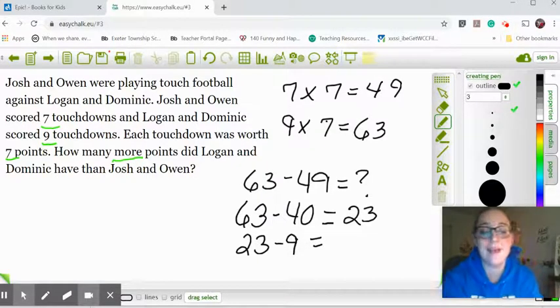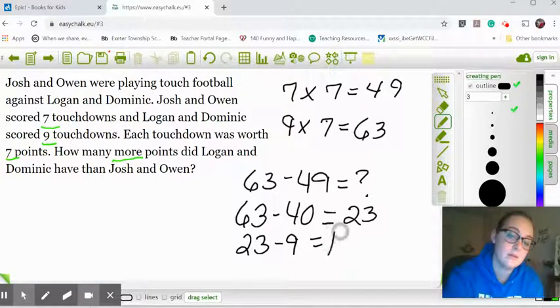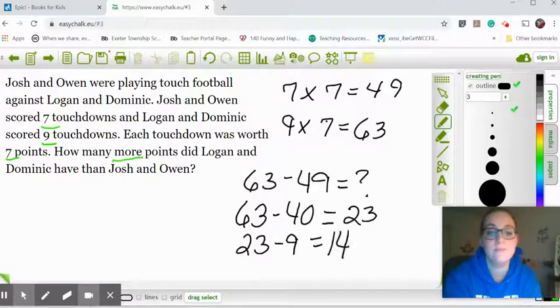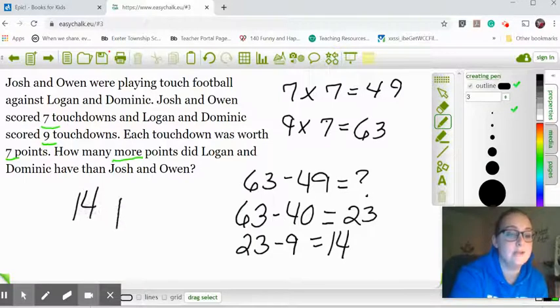23 minus 9 equals 14. So the answer is 14 points.